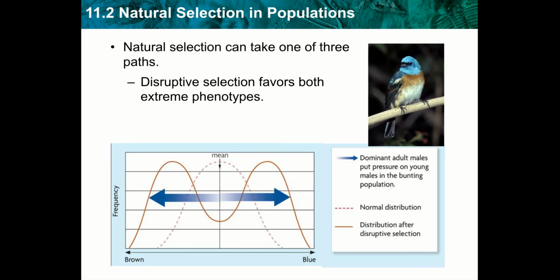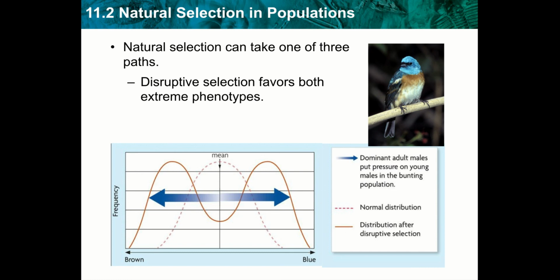And then finally, disruptive selection favors both extremes. So we started with directional that favored one extreme, and now disruptive is favoring both extremes. So you can see an example, dominant adult males put pressure on young males in the bunting population. Here's your normal distribution, and then you've got the distribution after the disruptive selection. So those that are blue in color or brown in color in the phenotype colors are going to survive. Those that are a little bit of both may not get the female. In the middle, obviously, you can see the bell shape is almost upside down.